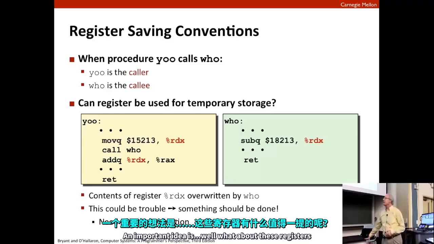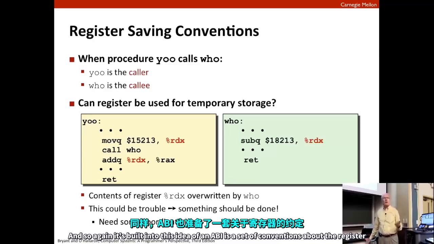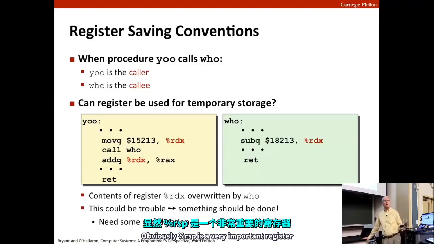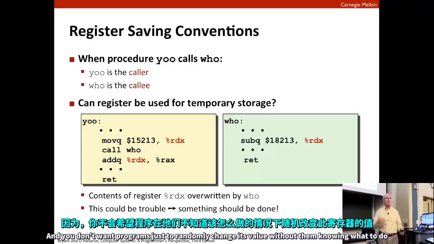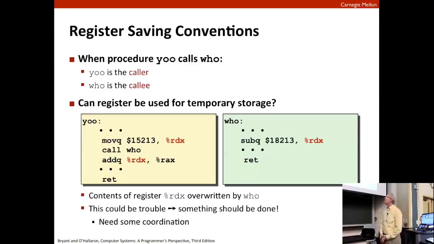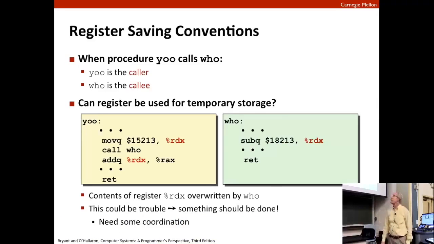An important idea is, well, what about these registers? What can be assumed about particular registers and how they get changed and so forth? Again, it's built into this idea of an ABI, a set of conventions about the registers. Obviously, RSP is a very important register, and you don't want programs just to randomly change its value without knowing what to do. But it turns out we'll also be careful with some of the other registers too.